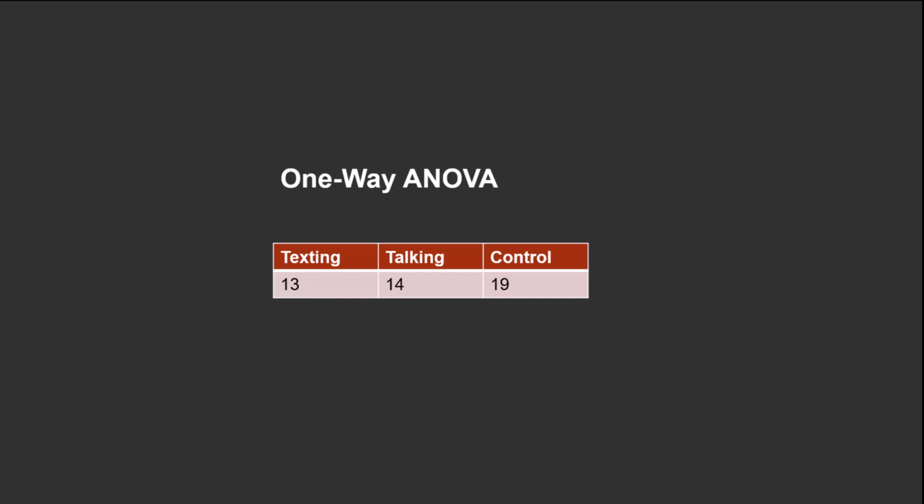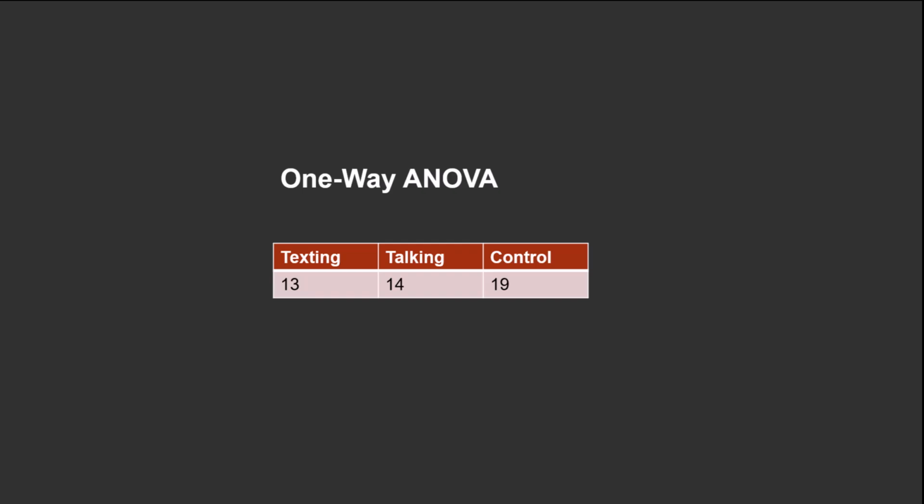Factorial ANOVA is similar to one-way ANOVA in many ways. As you'll recall, in one-way ANOVA, we have a single variable called a factor. The factor can take on several values, which in an ANOVA are called levels. In this example, we have 3 levels of distraction: texting on a smartphone, talking on the phone, or no phone, which I'm calling the control group.